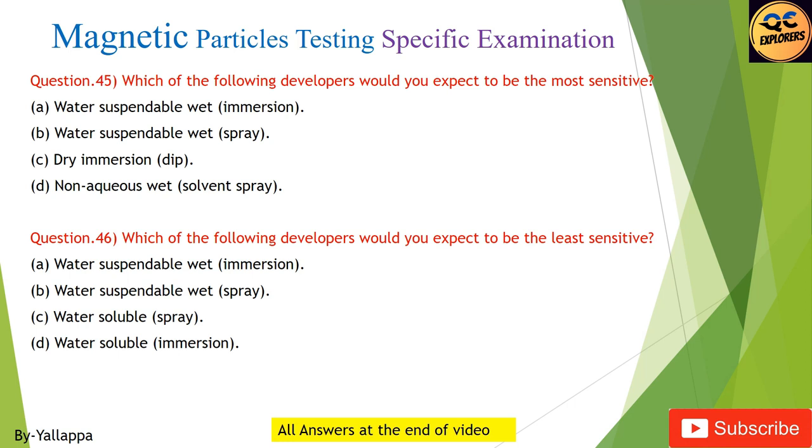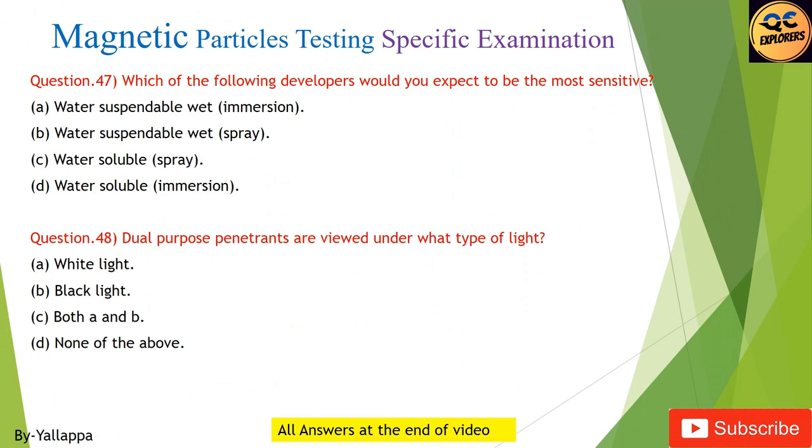Question point 46. Which of the following developers would you expect to be the least sensitive? Water-suspendable wet, water-soluble. Question point 47. Which of the following developers would you expect to be the most sensitive? Water-suspendable wet, water-soluble. Question point 48. Dual-purpose penetrants are viewed under what type of light?